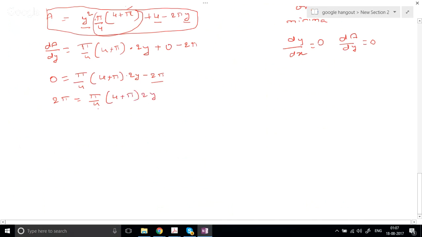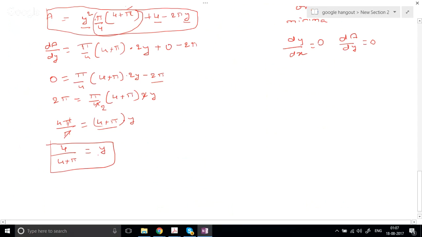So take it step by step, all the terms. So now here the 2 can be cancelled. This 2 will go on this side, it will become 4 pi, and this pi will come on the side, so divided by pi is equal to 4 plus pi times y. So cancel this pi and pi. Now this can come in the denominator as 4 divided by 4 plus pi, which is your y. Now this is one coordinate of y, when it is 4 divided by 4 plus pi.